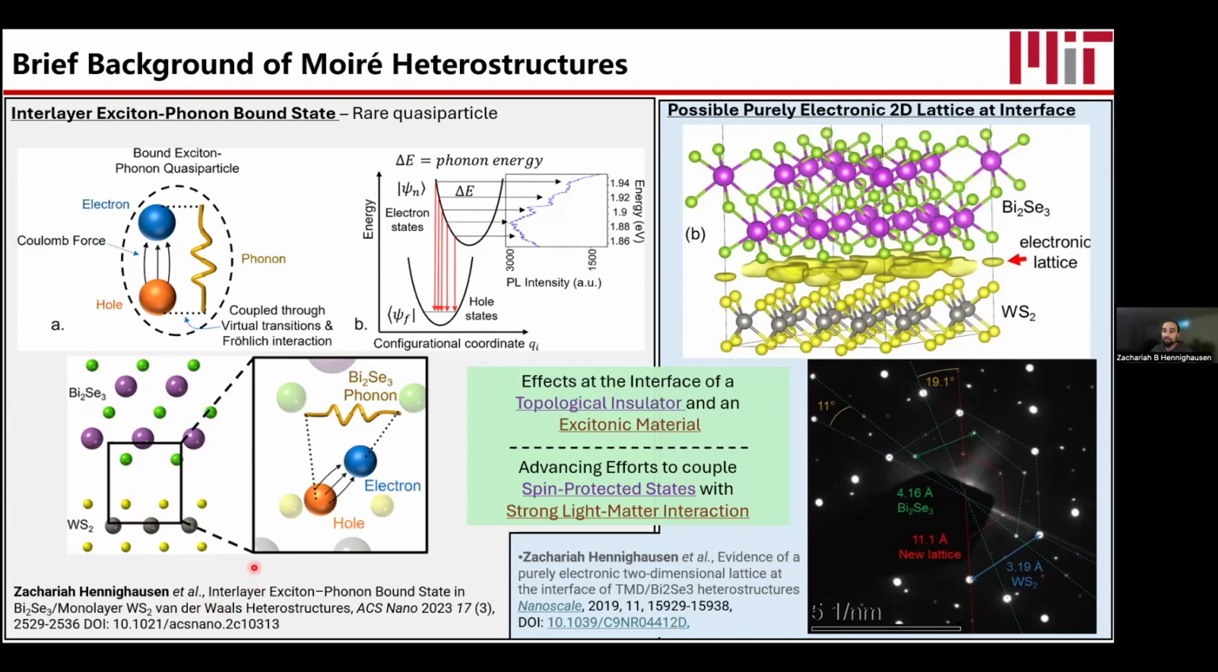And then the TMDs, they have a strong light matter interaction among many other properties. And so the idea is, can you couple them together? And we found two exciting results. This result here is a bound exciton phonon quasi-particle, which are rare quasi-particles. What's unique is it's across the interlayer region. And then on the other side, this work was done at Northeastern when I was a graduate student, but we found indications of a possible purely electronic lattice at the interface. And I believe other 2D materials have also found some indications. So it shows as you combine the materials, in this case, growing them, we can get some unexpected results.